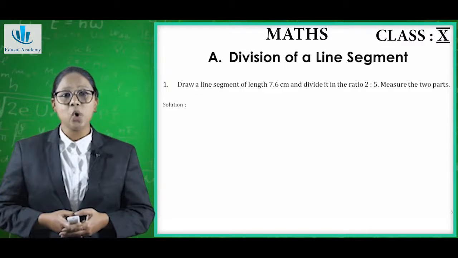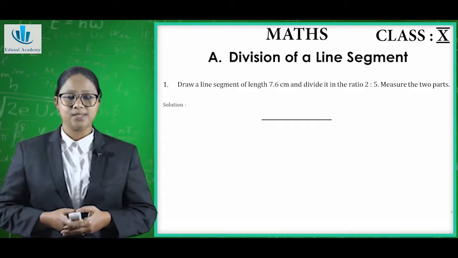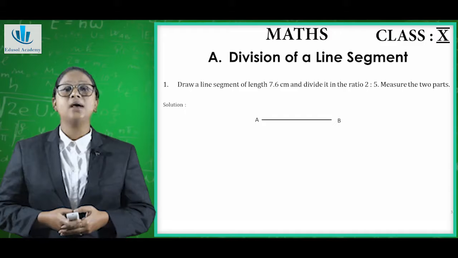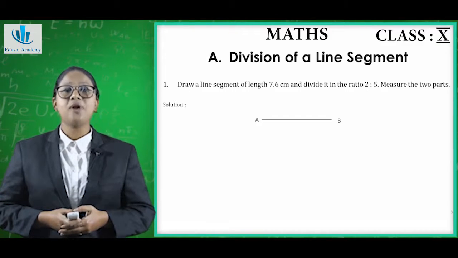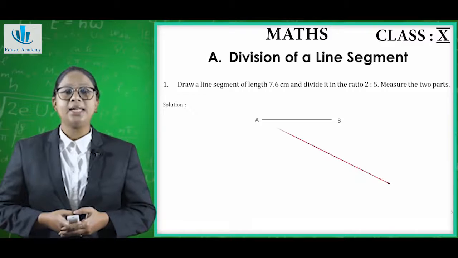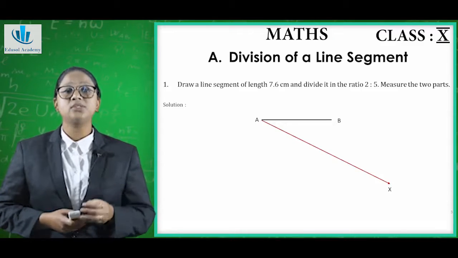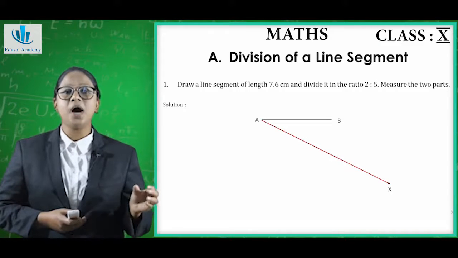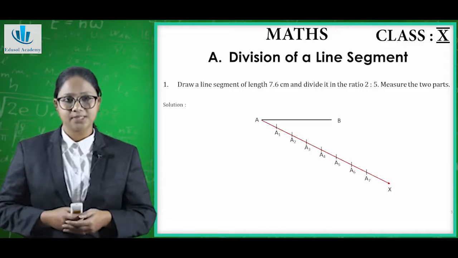So we have to draw a line segment of length 7.6 centimeter. So let AB be the line which measures 7.6 centimeter. Now from A, draw a line AX and we are given the ratio is 2:5. Which means that there are 2 parts and 5 parts. Now total will be 7 parts.